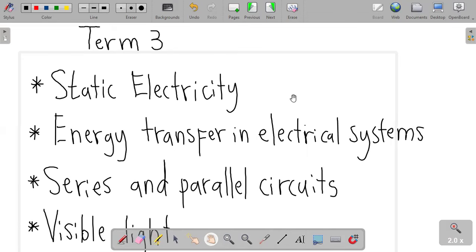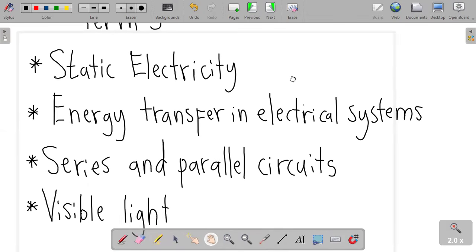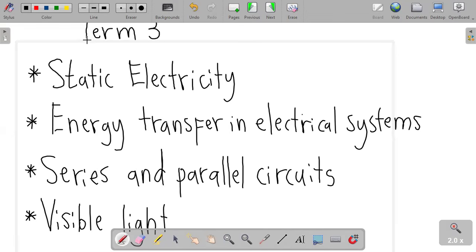So what I've done here is, for term 3, we're going to focus on these 4 topics that I wrote down here. For term 3, we're going to focus on static electricity. So there are 4 topics: static electricity.